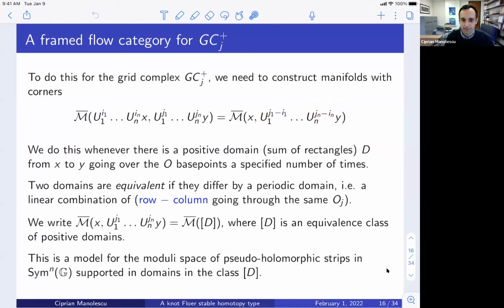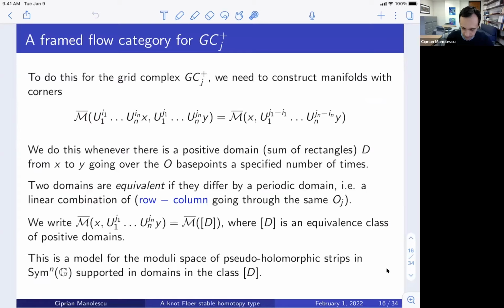Then that's when we want to have a manifold with corners. That's what symplectic geometry tells us, that we need to have this positive domain. Now, two domains are equivalent if they differ by a periodic domain, which is a linear combination of the difference of a row and column through the same O. This has to do with bubble cancellation. The simplest example is just a row and a column going through the same O. These are domains going from X to UX, and there are two different domains, and we say that they're equivalent.